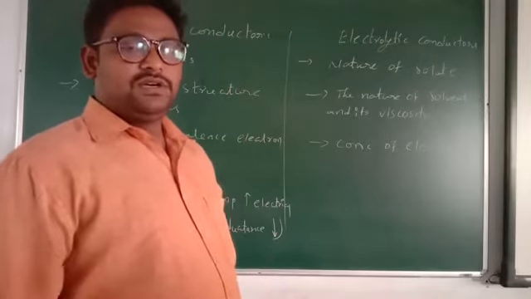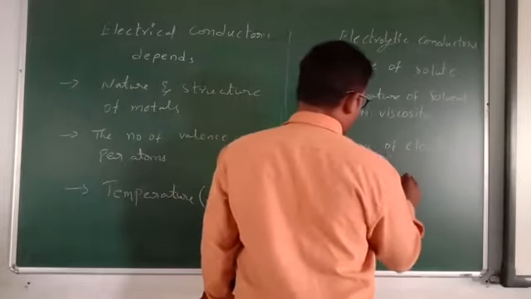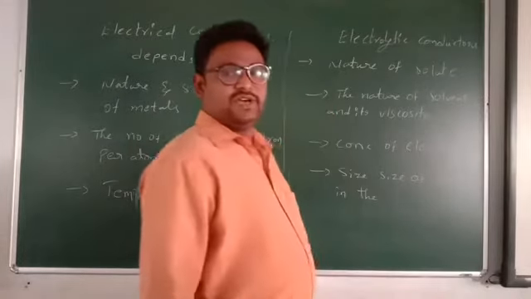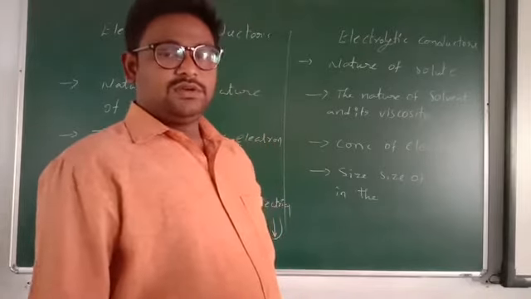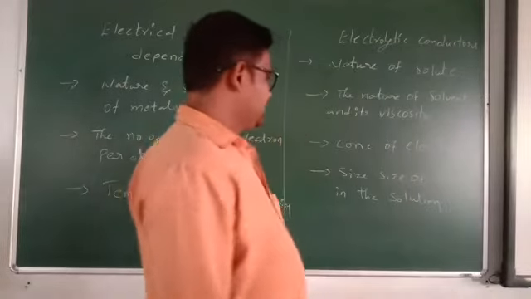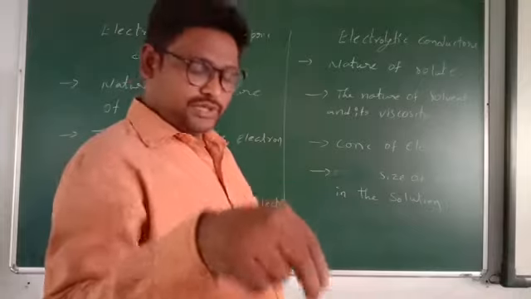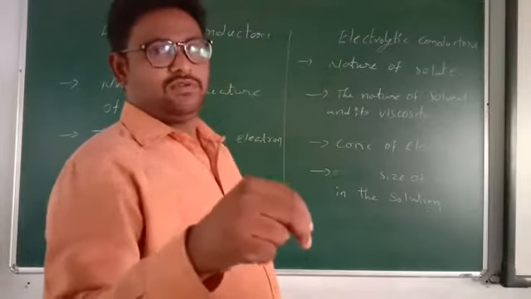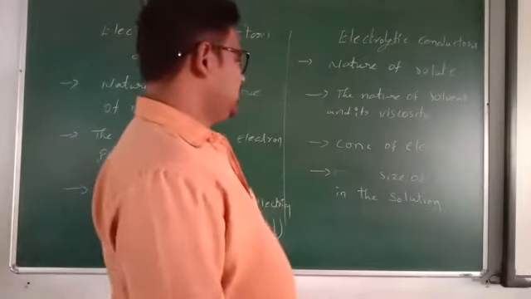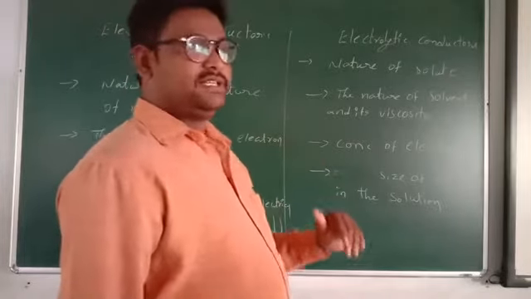Next, the size of ions in the solute. Size of the ions in the solution, because when we add solute to the solvent, only then we will get ions. So we have to write in the solution. Okay. So as the size of the ion increases, the ability to flow changes. Based on that, we can say whether the conductivity increases or decreases.